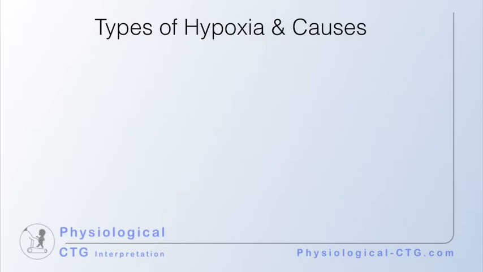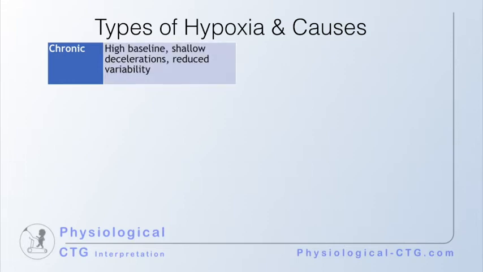Firstly, let's remind ourselves of the types of hypoxia, how to recognise them, and their common underlying causes. Chronic hypoxia is due to uteroplacental insufficiency or antenatal insults. These CTGs have a higher than expected baseline, with shallow decelerations and often reduced variability. It is important to remember that these babies have a reduced physiological reserve and therefore a reduced ability to compensate for any further hypoxic stress. These babies may deteriorate rapidly with further hypoxic insult.